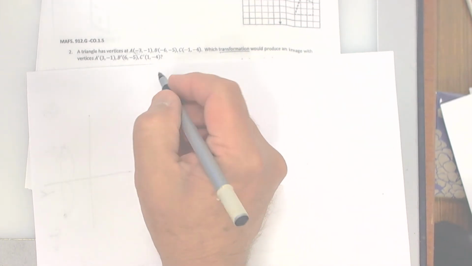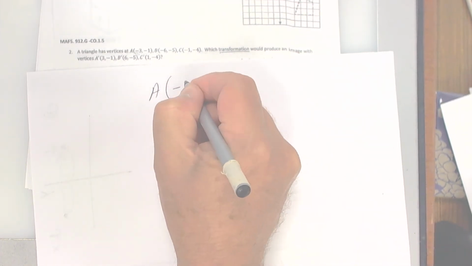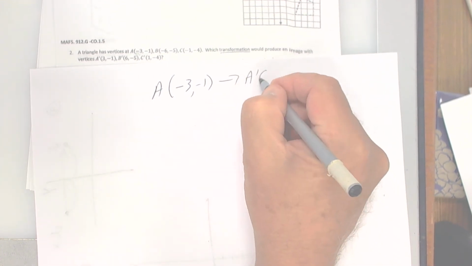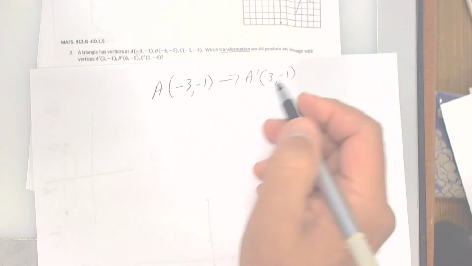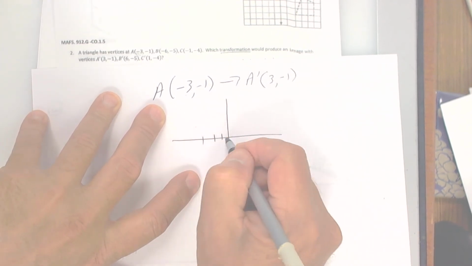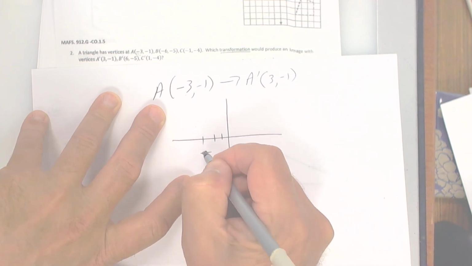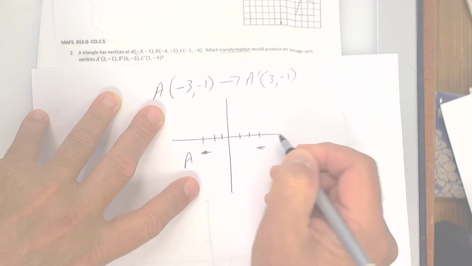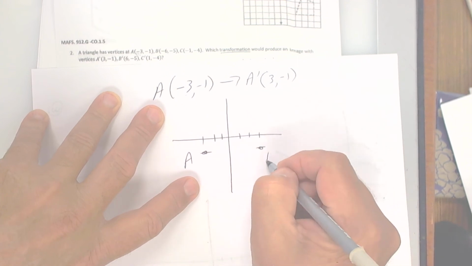A triangle has those vertices. Which transformation produces an image with those? Well, let's see what's going on here. Okay. So let's take point A. And we're just going to isolate one point. And then point A prime. Let's see what's going on here. So this point, the original point is -3. You got to go left, over, and then down 1. So that's point A. The new point is over 1, 2, 3, down 1. Okay, so here is A prime.